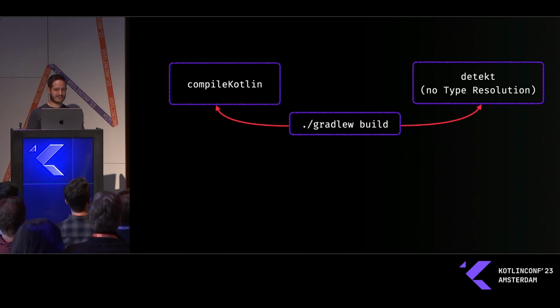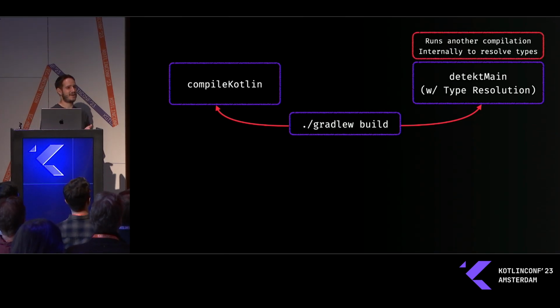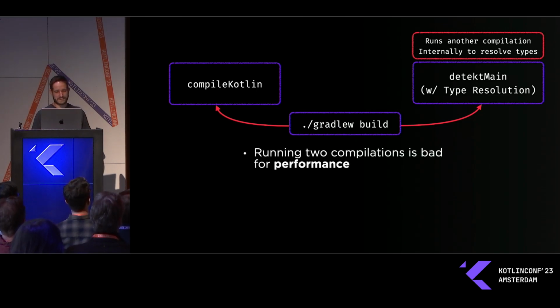And as I said before, Detekt, the plain one, doesn't use type resolution. The problem is that if you want to run Detekt main at this point, as I said before, we need to have that type information. And the way we get that type information is that we use the Kotlin compiler embeddable, and we effectively run another compilation. And as you can imagine, this is terrible for performance. Compiling your code twice is not great. And it gets even worse when compilation flags get out of sync.